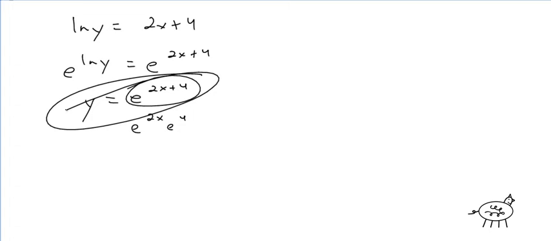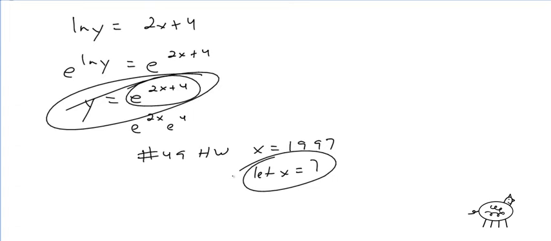All right. Now, real quickly before I let you go from this video, number 49 in the homework: make sure that when it says x equals 1997, you really let x equal 7. Okay, that's really important when you're doing your homework. Otherwise, your regression line is going to be super nasty. So just follow what they say over there. Let x equal 7.